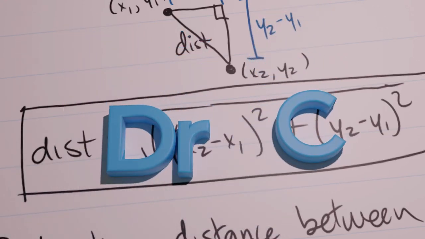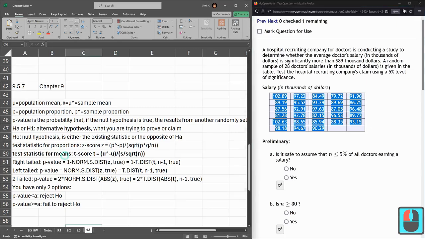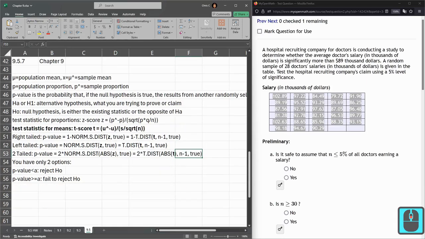So we're doing another problem in 9.5, and this time we're computing a mean. So I have all the data here. I've already selected, we have a test statistic for means. Before we did proportion, which is usually a population percentage, now we're doing a mean, so we're going to have a t-score. You also have to be careful because we're going to use this t-dist function here, not the norm s-dist. So it's very different, and it's going to use n minus 1 as the second parameter. So pay attention to that.